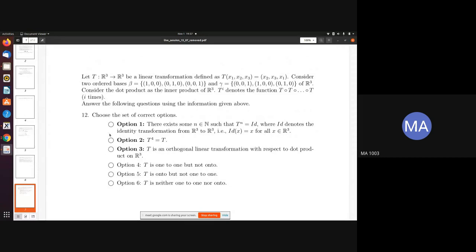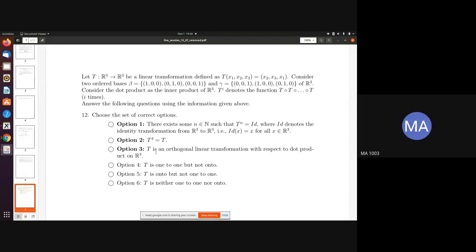Okay, so I have a linear transformation like this. I have two bases like this. The first one is the standard ordered basis, but the second one is not; the ordering is not the same. Right? Now suppose you see option 3: T is an orthogonal linear transformation with respect to the dot product. If you have to find it, you have to go through that process. You have to check whether it forms an orthogonal linear transformation or not.